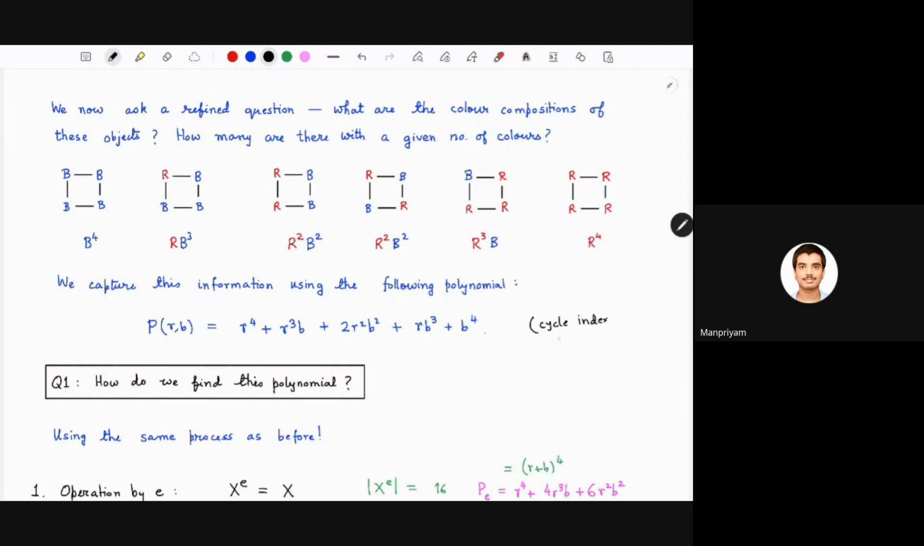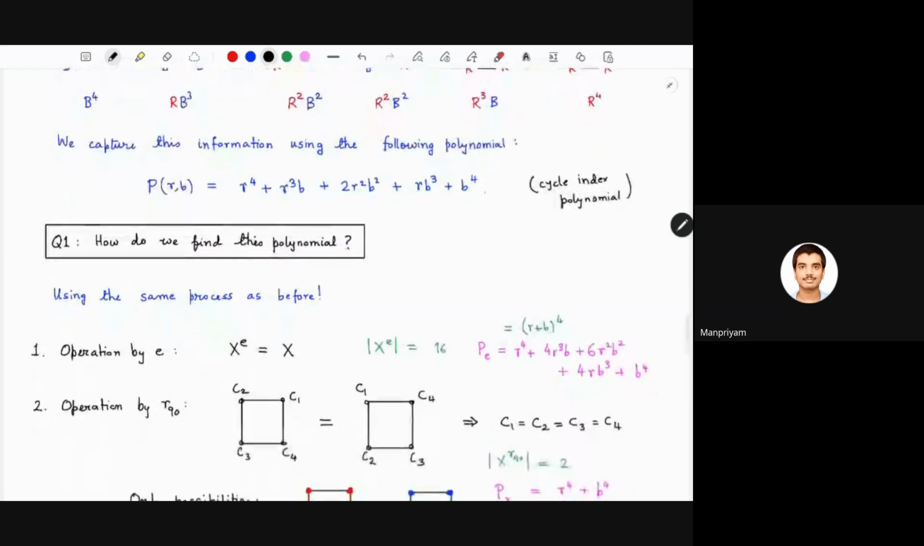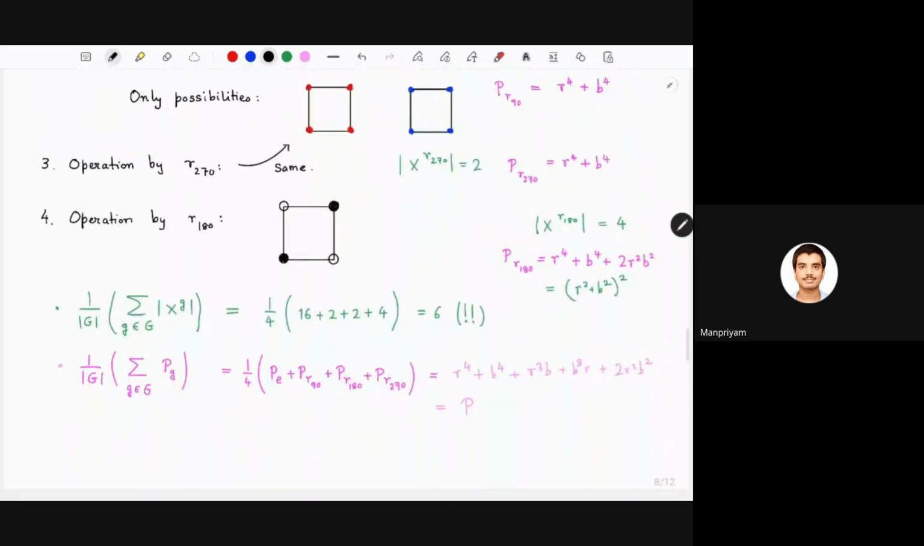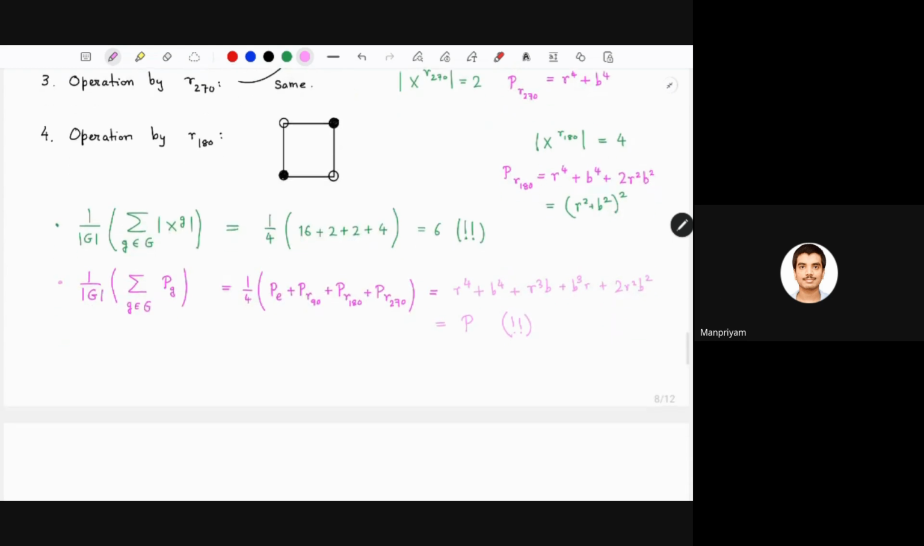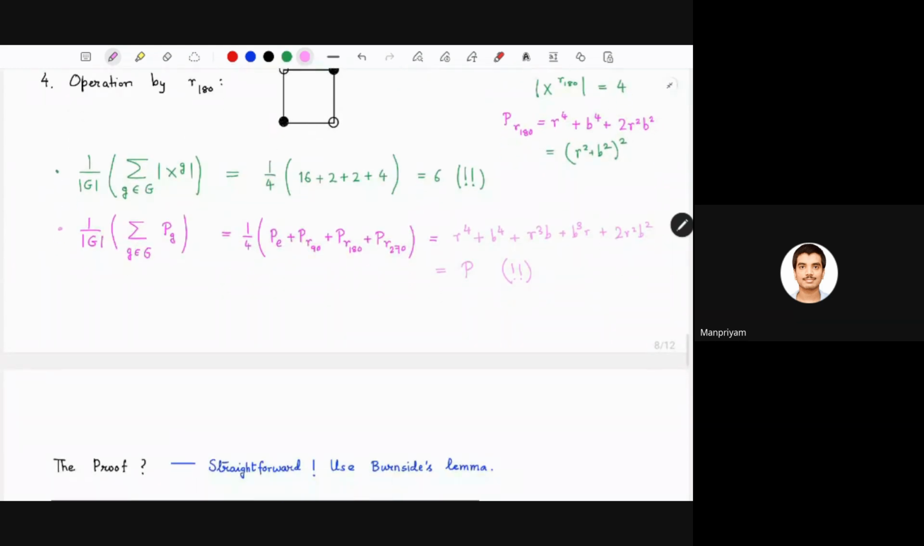Cycle index polynomials. Why are they called so? We'll see very soon. Okay, and this is precisely the p that we wanted. So hey, another surprise. But why is this the case? Well, the proof is also exactly the same.